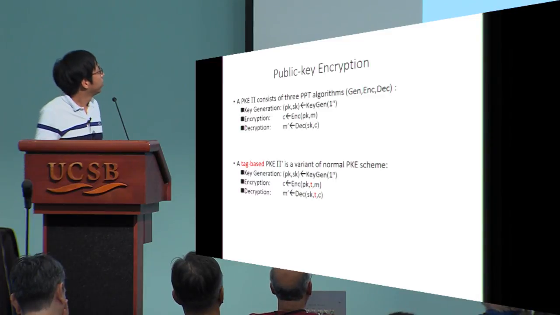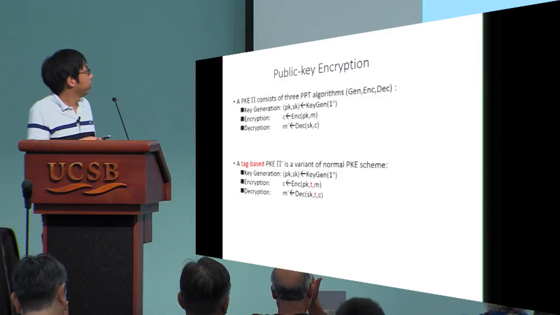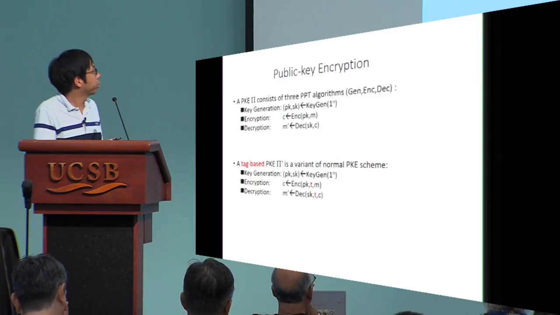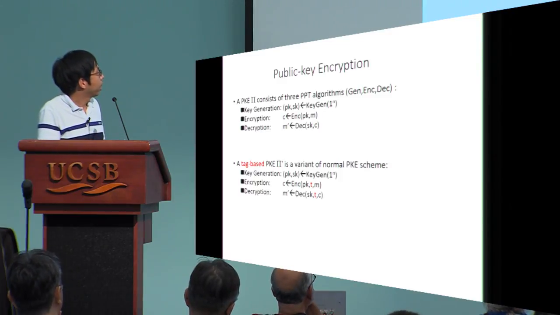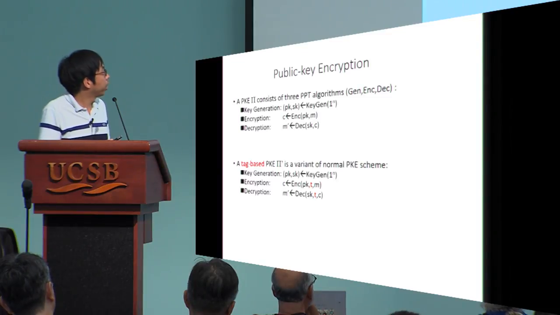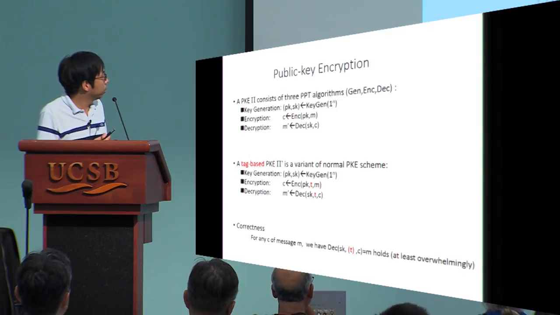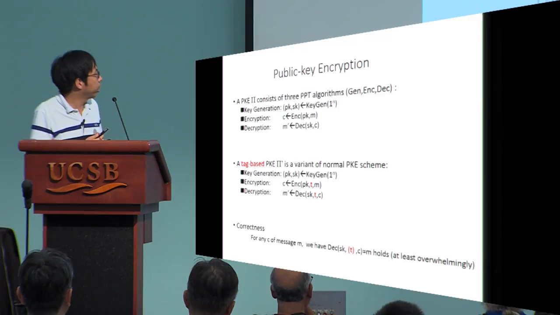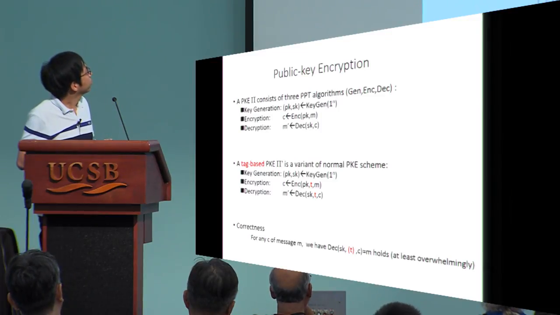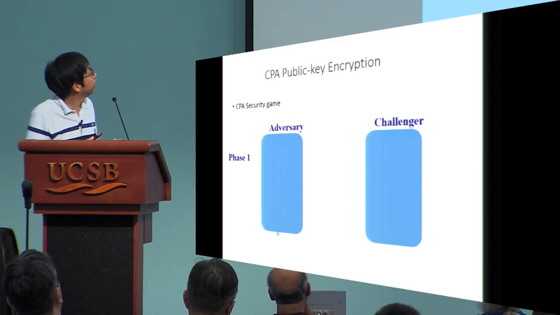Oh, okay. So we have the tag-based PKE. So we have additionally a tag. So encryption messages are encrypted under a tag, and decryption has to be performed under the same tag. So we require the decryption correctness to be at least overwhelming. Okay, so these are the standard definitions about CPA secure PKE.